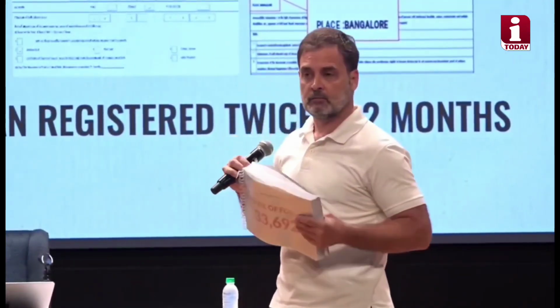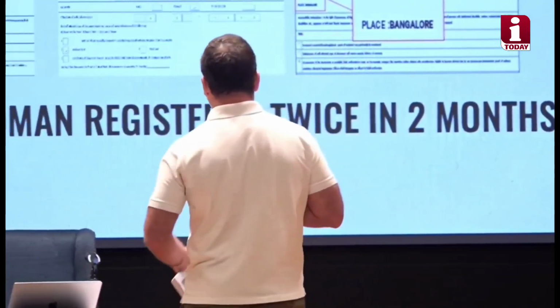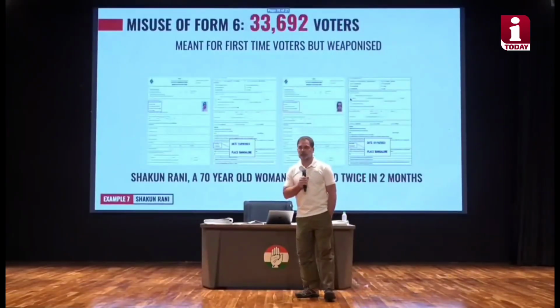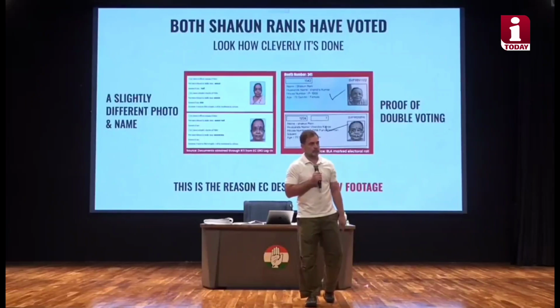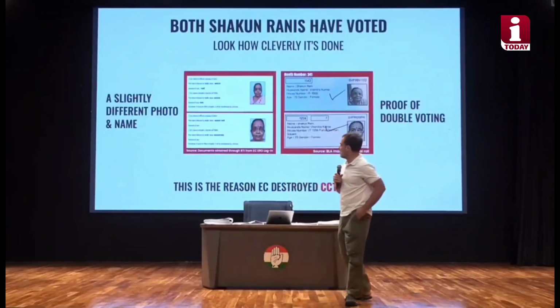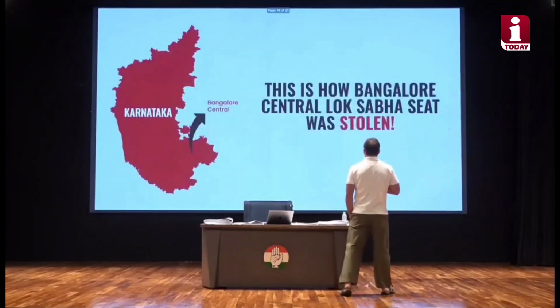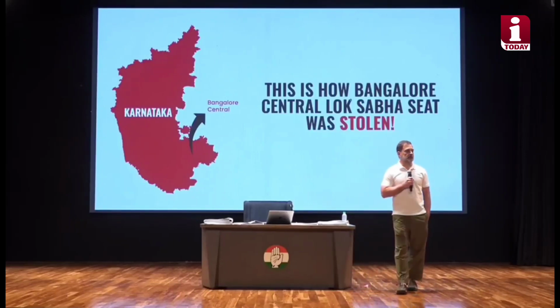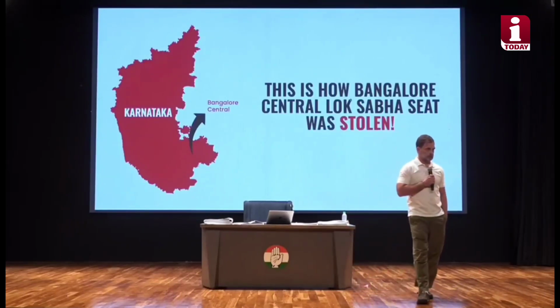33,000 was stolen like this. Right? And she registers herself twice in 2 months. And then she goes and votes. Or somebody else votes for her. This is how the Bangalore Central Lok Sabha election was stolen.